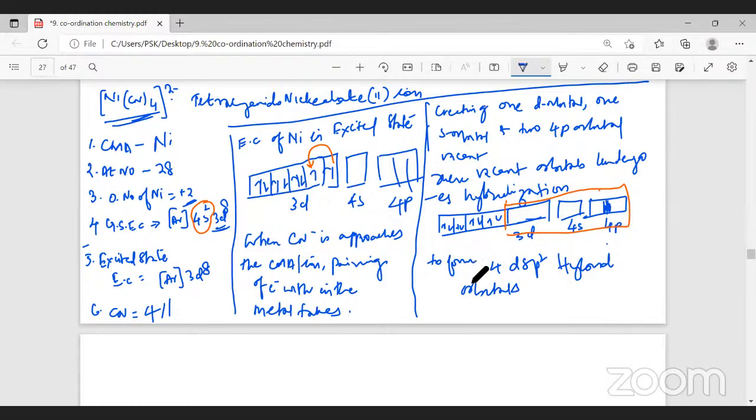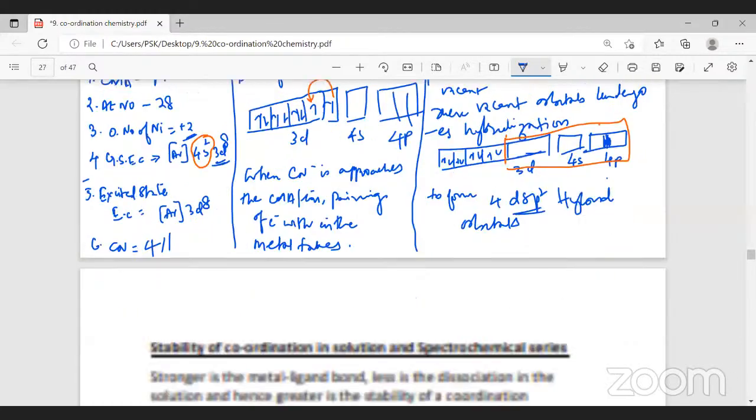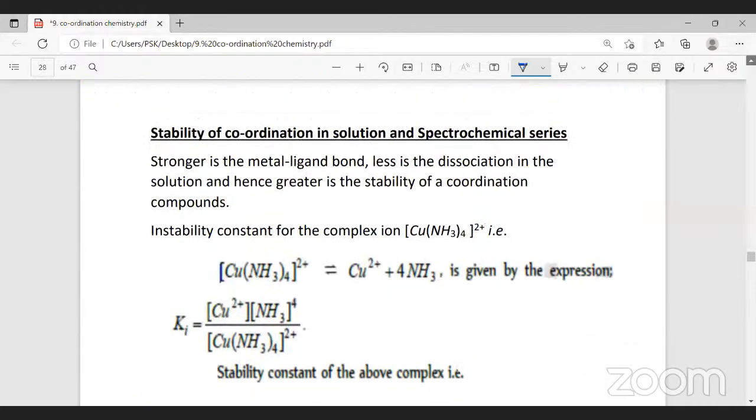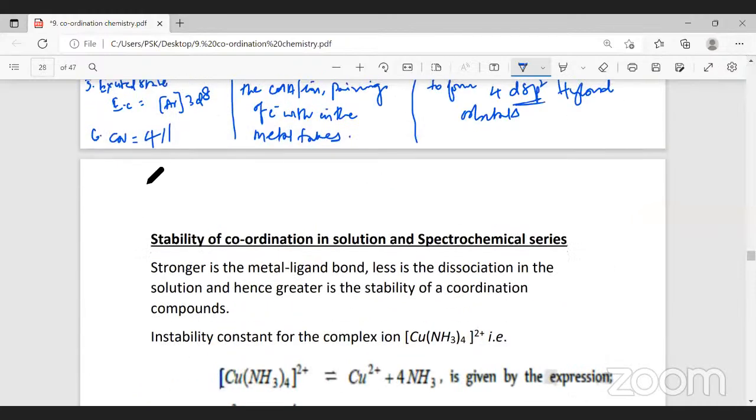So how many hybrid orbitals are formed now? It is 4. What's the name of the hybrid orbital? It is dsp2. Now, when I say dsp2, I can write the dsp2 orbital like this. 4 orbitals are there. We can write the 4th orbital like this. This is nothing but dsp2, 4 orbital.